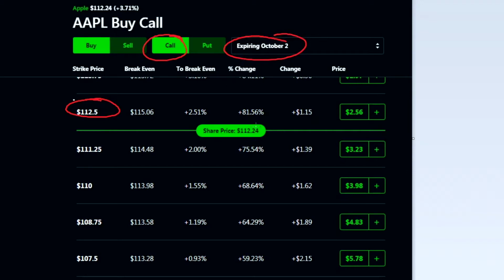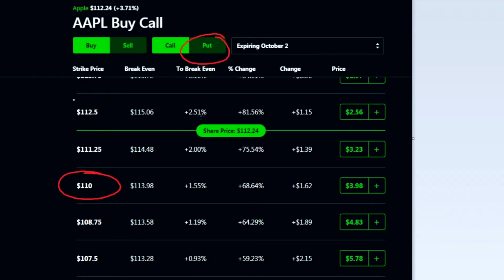Right now this share price is at 112.24. So you're expecting by next Friday this stock will be above $112.50. Now with a put, you're expecting this stock to go down. So you would probably want to place one at $110. What you're expecting is that this stock will be below $110 by next Friday. And if it is, you'll receive profit.